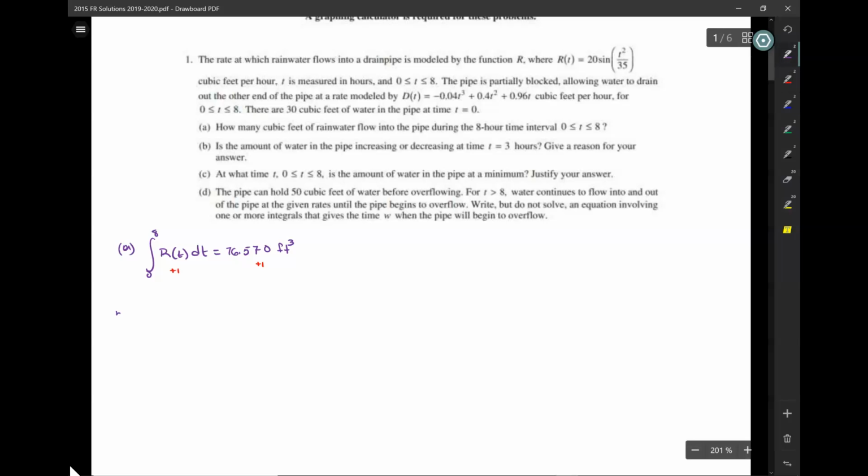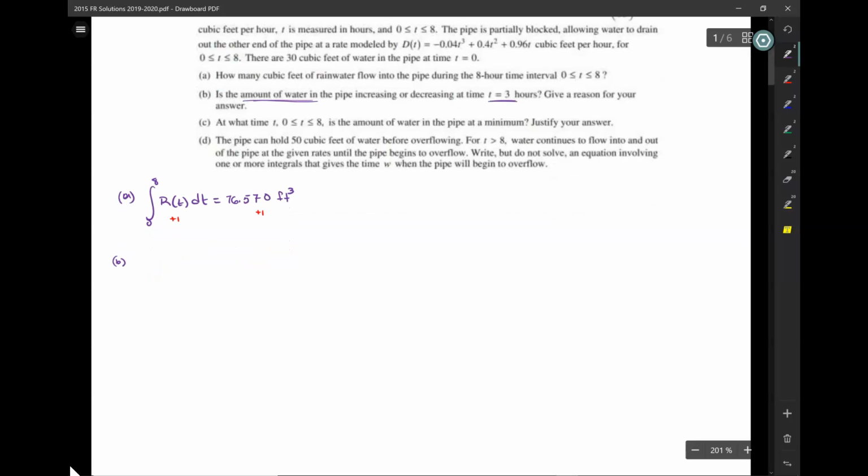All right, so B: is the amount of water in the pipe increasing or decreasing at time T equals 3? The amount of water changes by the rate coming in minus the rate flowing out at T equals 3. So what we need to look at is R of T minus D of T. But because it's happening at T equals 3, we want R of 3 and D of 3. What is the rate coming in at T equals 3? What is the rate draining out at T equals 3?